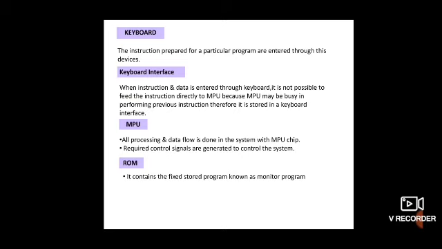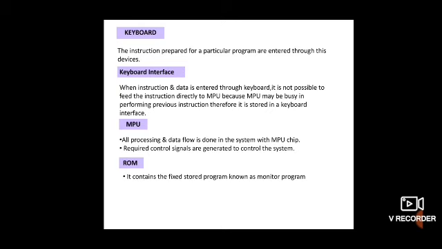What is the function of this ROM? It is also called a fixed or permanent storage device, and it is also known as the monitor program. So in ROM, data flows only in the outward direction. ROM accepts data from the memory, and it is permanently stored data. So ROM is called program memory.